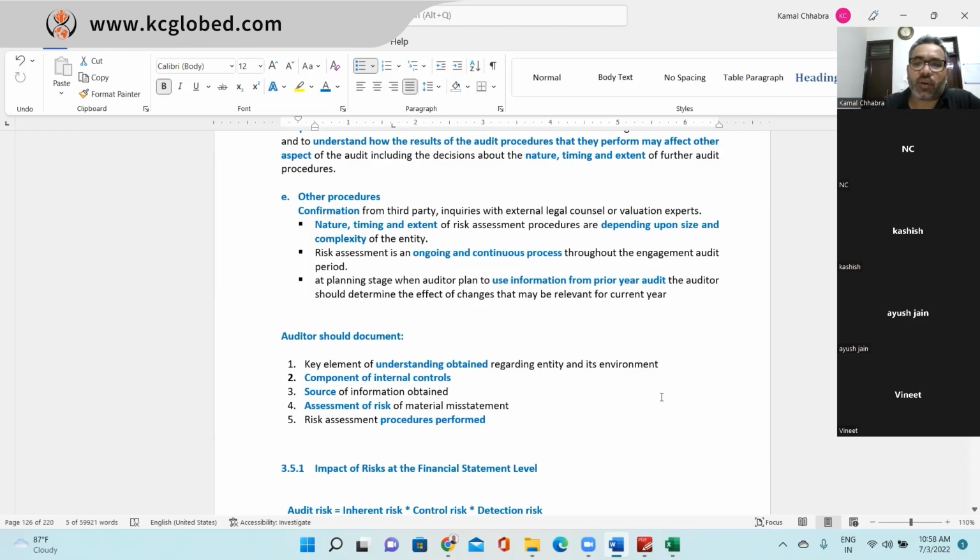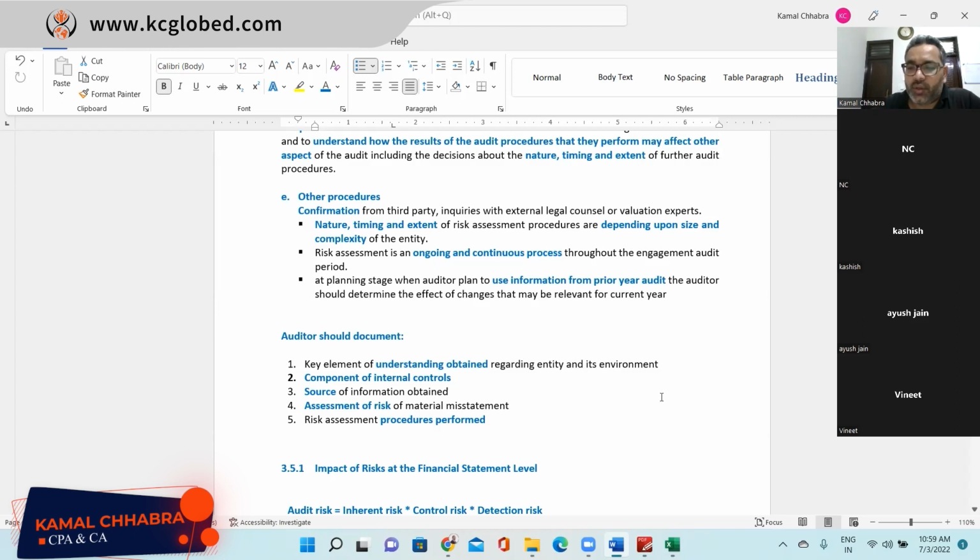At the planning stage, when the auditor plans to use information from the prior year audit, the auditor should determine the effect of changes that may be relevant in the current year. So when you do planning analysis, at that point of time you will be analyzing what information you already have from the previous year and how much of it is still relevant for the current year. You can use those, but for areas where the previous year information is not relevant, it's better to take new evidence or new information from the management for those respective areas.